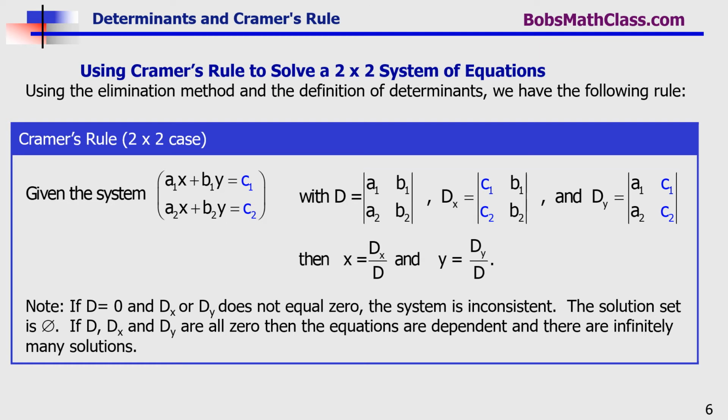Okay, so then we have this final note. If d equals 0, so you've been always thinking, well, when the denominator is 0, it's no solution, right? Well, we have two situations. It could either be no solution, which is inconsistent, or it could be infinitely many solutions, which is called dependent. If they're all 0, it's infinitely many solutions. But if d is 0 and one of them, dx or dy, is not 0, then it's no solution.